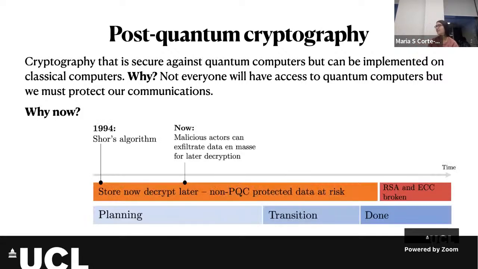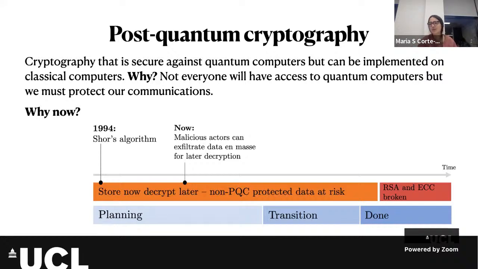Well, there are two main problems. The first is that malicious actors can store data, like high priority, confidential data. And then when they have access to a quantum computer in the future, they can just decrypt this data en masse. So it's important to protect our communications as soon as possible, to prevent as much data from being stored and decrypted later as possible.